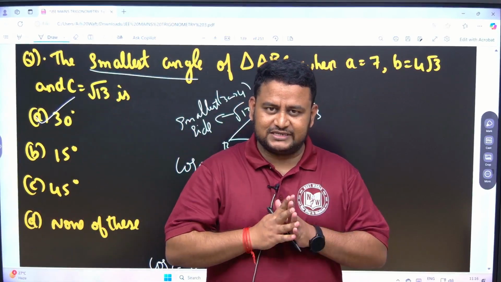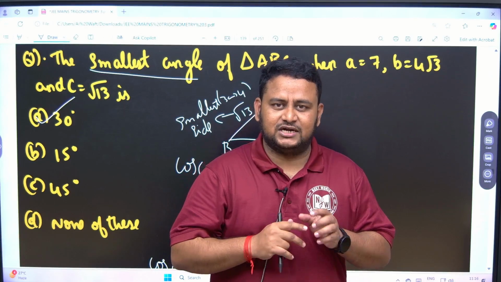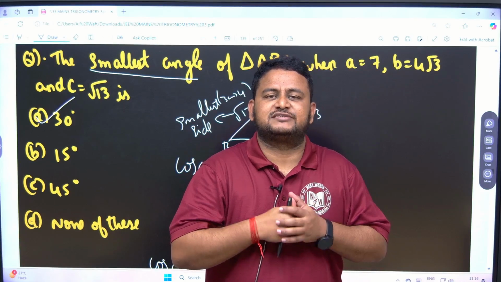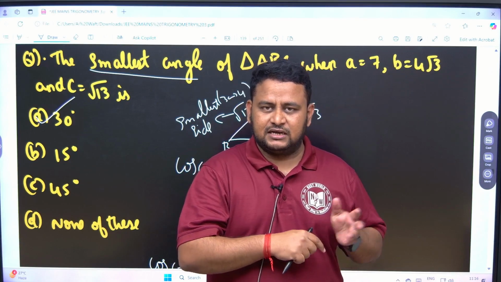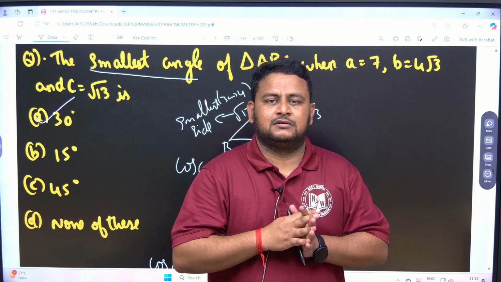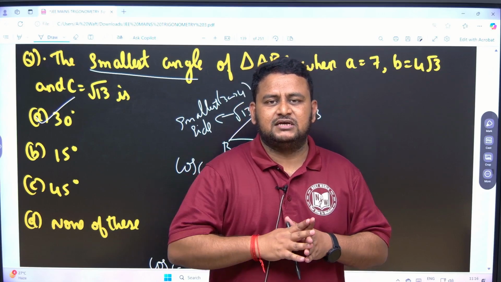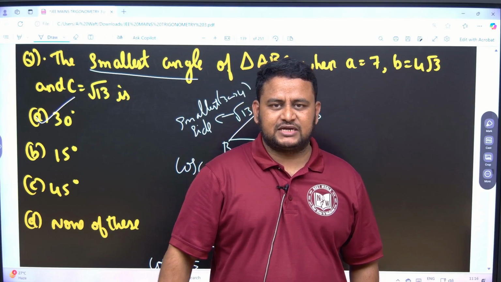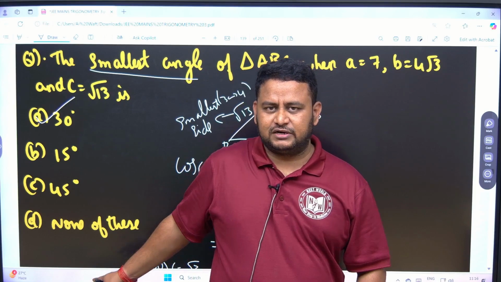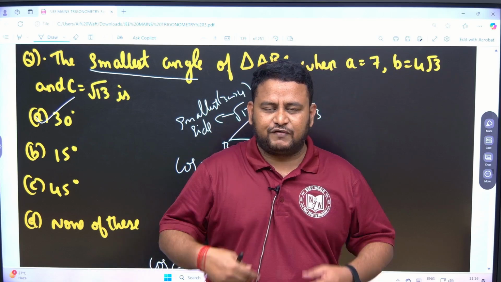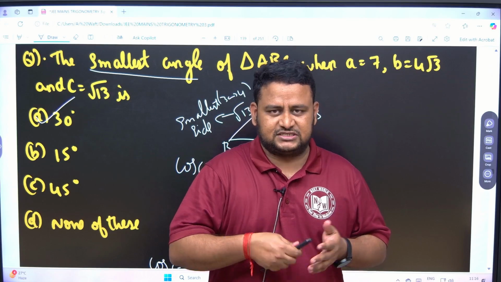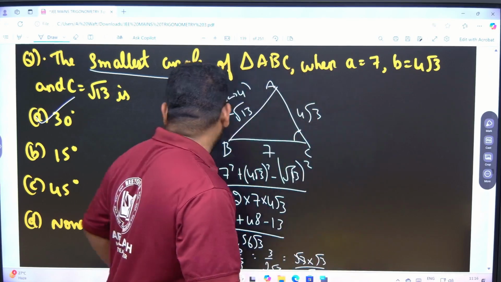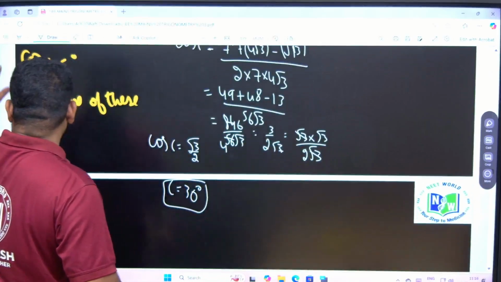First of all, you have to find out which is the smallest side. Based on the smallest side, the opposite angle will be the smallest angle. Here we found out root 13 is the smallest side, then the smallest angle will be opposite to that, that is angle C. To find the smallest angle, we use the cosine rule. We use cos C. Got it, friends? Next question.